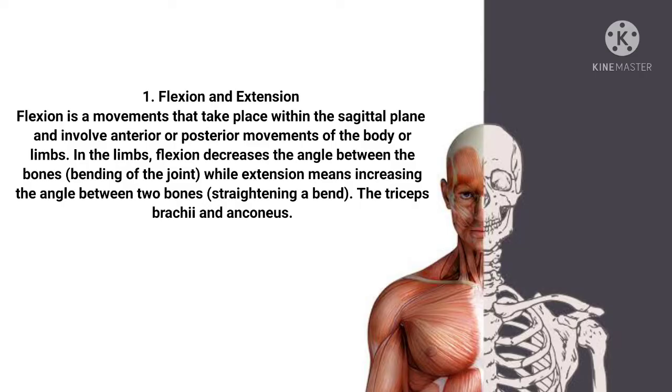Flexion and extension. Flexion is a movement that takes place within the sagittal plane and involves anterior or posterior movements of the body or limbs. In the limbs, flexion decreases the angle between the bones, bending the joint, while extension means increasing the angle between two bones, straightening a bend. The triceps brachii and anconeus.